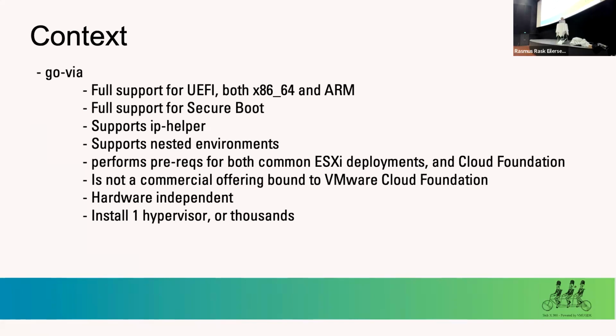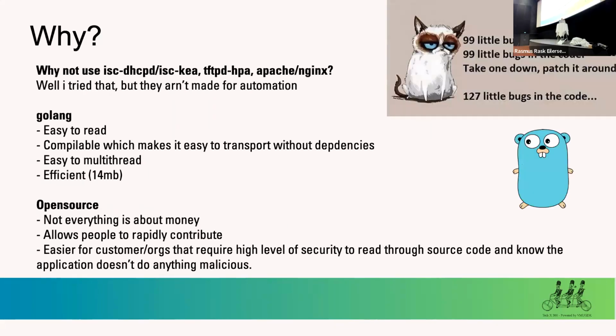And it's hardware independent. So I don't care if it's HP, Dell, Cisco, Lenovo, Supermicro, Intel. Like you can use it on anything that's x86. And you can use it to install one hypervisor or thousands of hypervisors. So the good thing with Go is it scales really easy. And because of, you'll see soon how quick it is to install, it's even worth it if you're just gonna install one hypervisor.